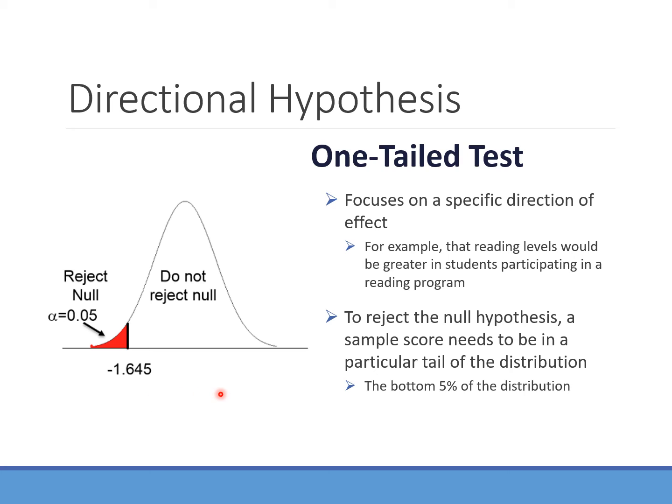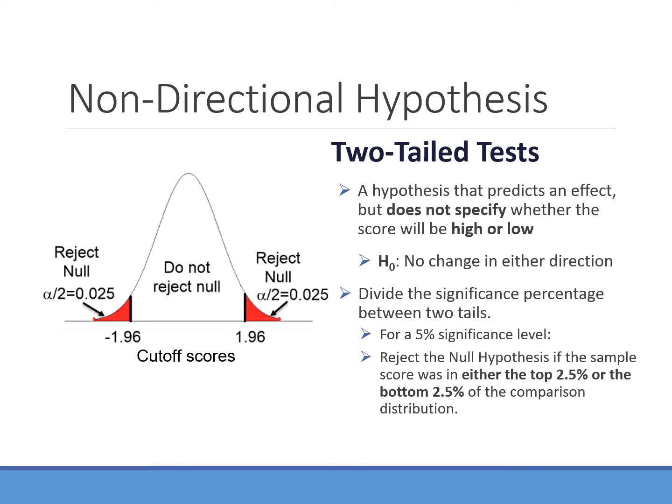To reject the null hypothesis, a sample score needs to be in the particular tail of the distribution. In this case, we're looking for it to be in the bottom 5% of the distribution, okay? So that is a directional hypothesis, and for a directional hypothesis, we use a one-tailed test.